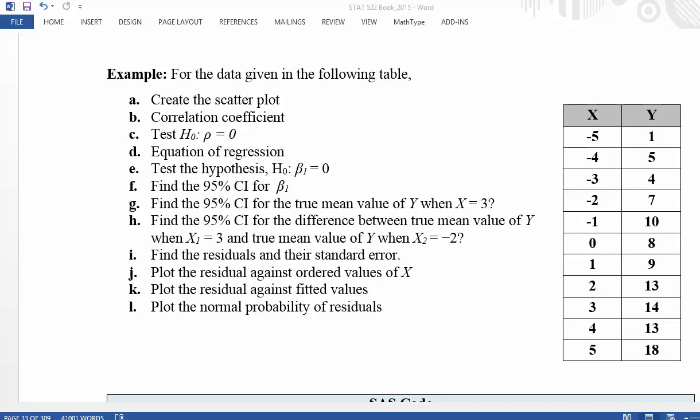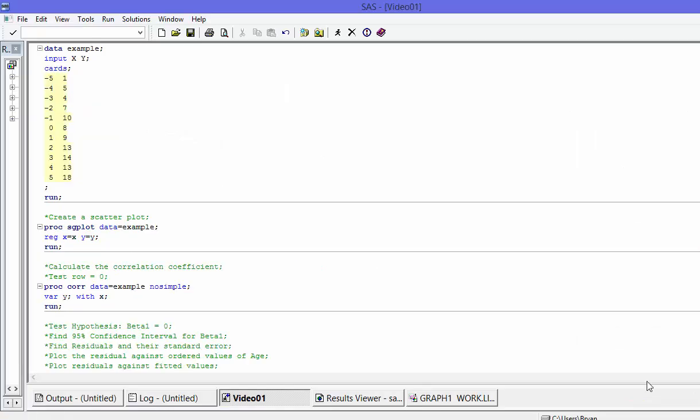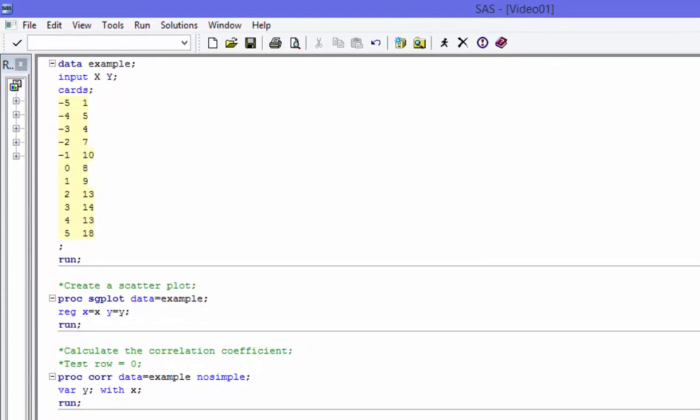And we have data, it's just made up numbers. There's 11 observations. We're just going to call it X and Y and keep it simple and focus on the concept and how we could produce all of these items in SAS. Here's our SAS code. We have the data step where we're calling it example with the input of X and Y, and the data is listed right here. And we're going to go ahead and run this.